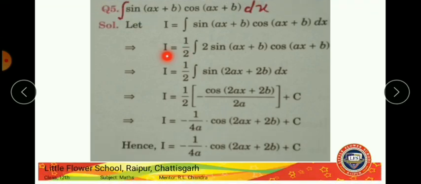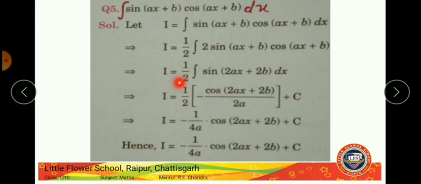For this purpose, multiply numerator and denominator by 2. I is equal to 1 upon 2 integration 2 sin(ax+b) cos(ax+b). I is equal to 1 upon 2 integration sin(2ax+2b). How does this step come? We know the formula: 2 sin theta cos theta is equal to sin 2 theta. That is sin 2 theta.